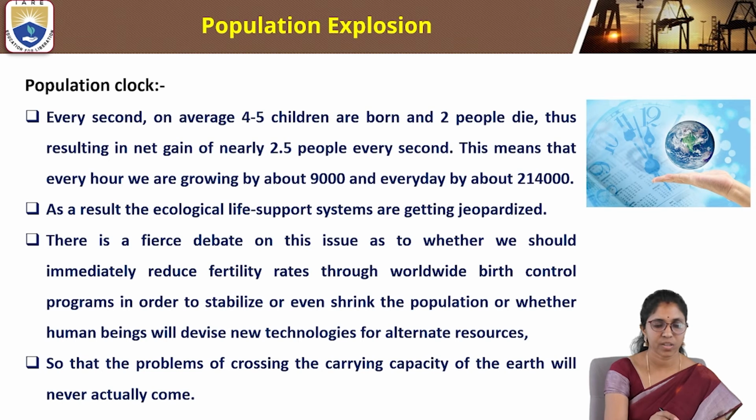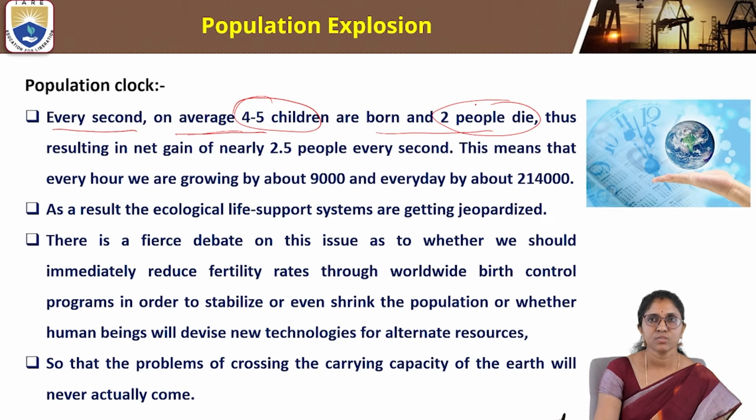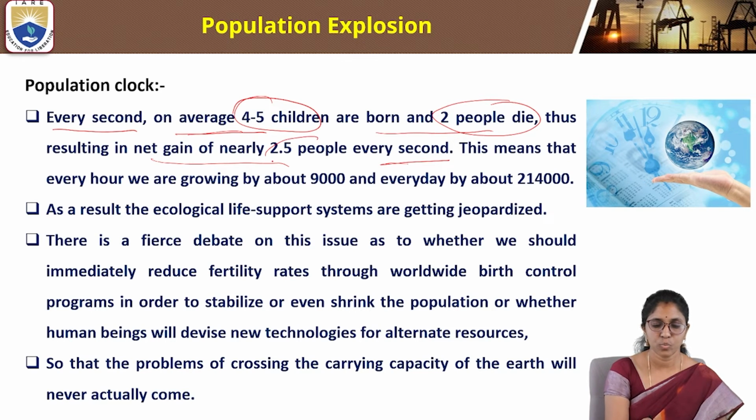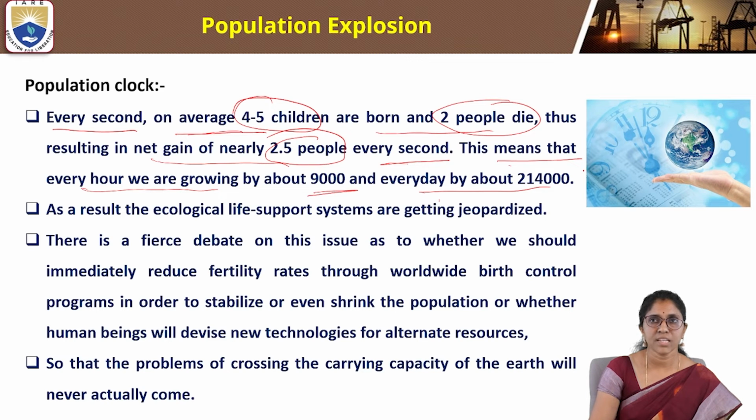So what is the population clock? Every second, on average, 4 to 5 children are born and 2 people die. Thus, there is a net gain of nearly 2.5 people every second. This means that every hour we are growing by about 9,000, and every day by about 2,14,000.